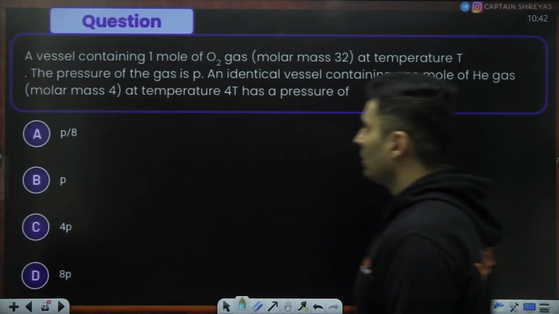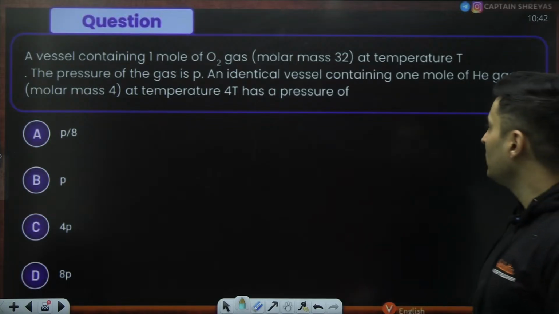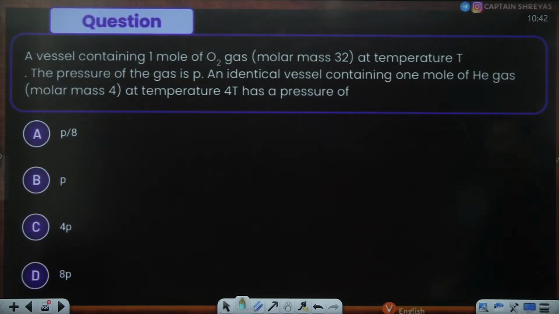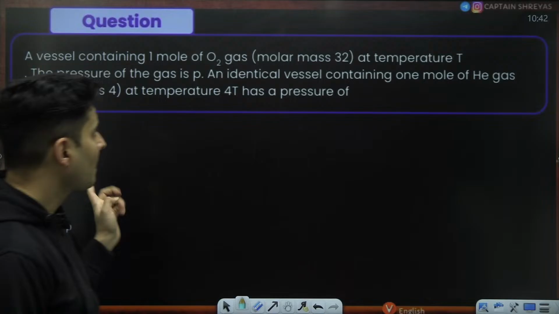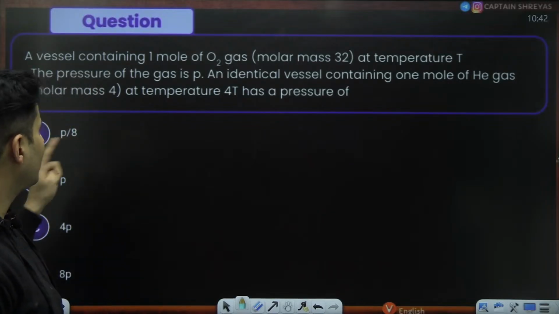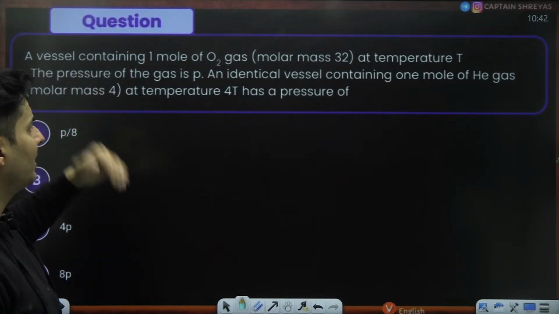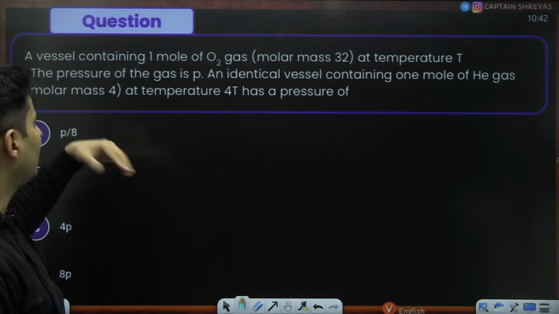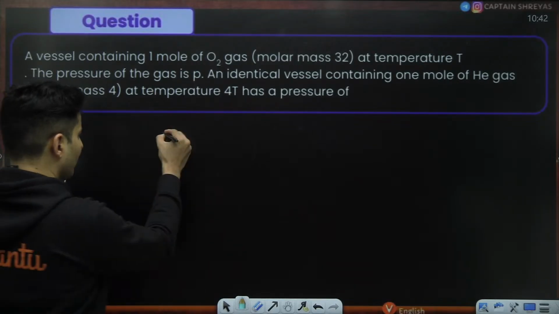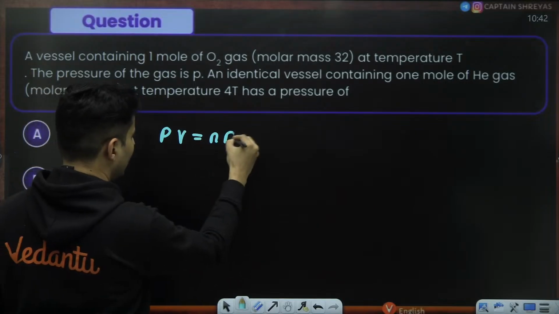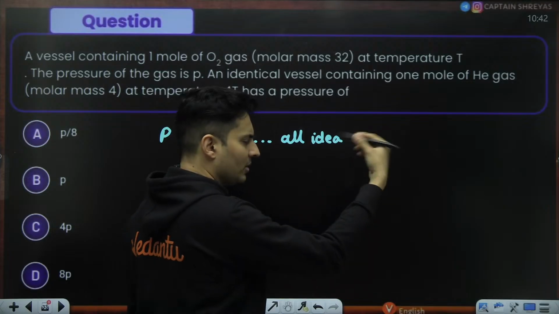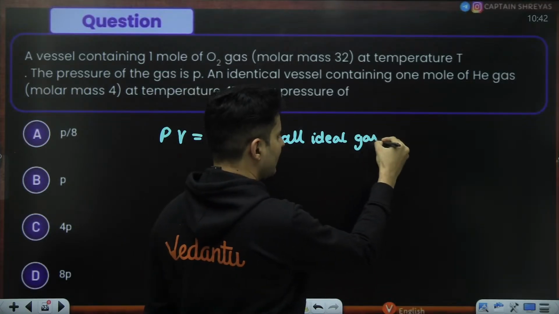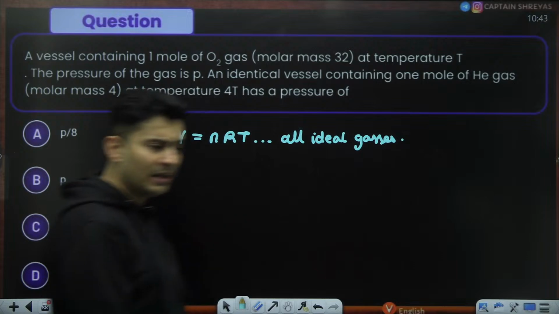Moving on. A vessel containing 1 mole of oxygen at the temperature T, the pressure of the gas is P. An identical vessel containing 1 mole of helium gas at temperature 4T has how much pressure? Interesting. See guys, PV is equal to nRT is applicable for all ideal gases, whether monoatomic, diatomic, hydrogen, helium. So for all ideal gases, there is no question of hydrogen, helium separately.